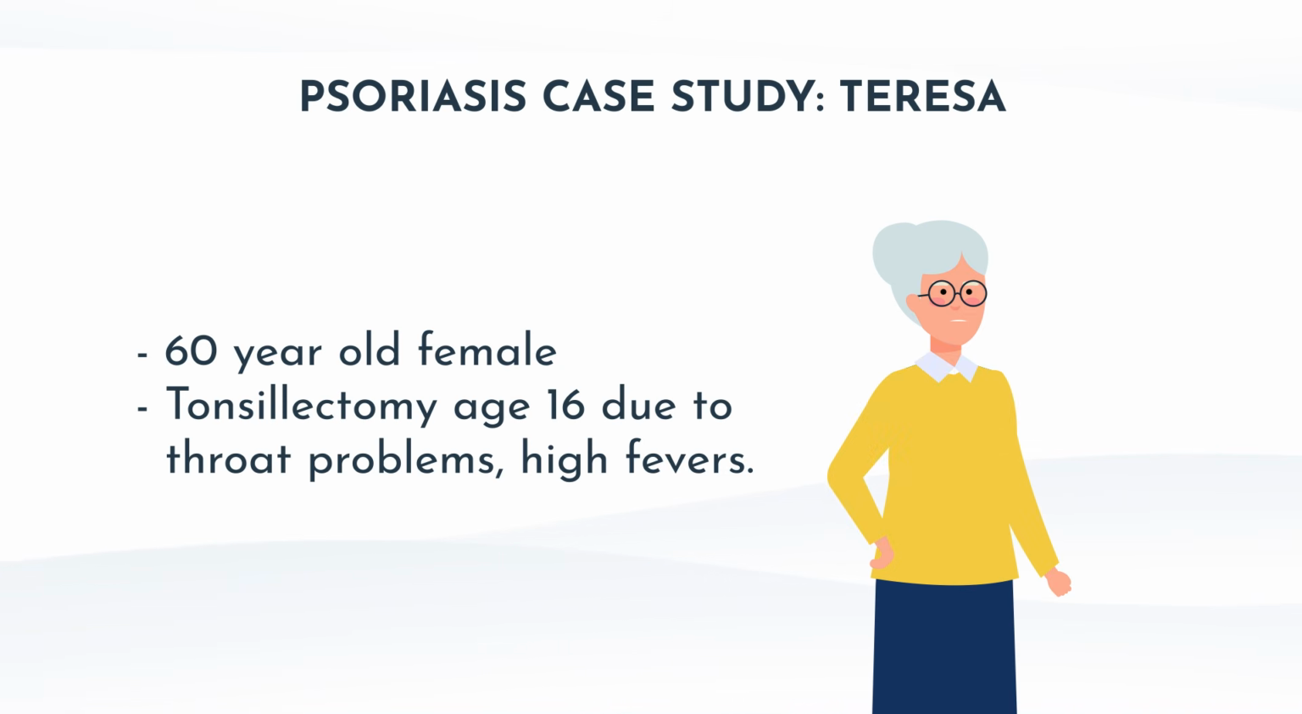So let's look at Teresa, and Teresa is not her real name, but we'll call her that. She's a 6-year-old female. She had a tonsillectomy at age 16 due to throat problems and high fevers. I think we all know what was going on there. She had recurrent strep throat. And it really is common, especially in older psoriasis patients, to have the history of a tonsillectomy. It wasn't done to improve their psoriasis. It was done due to recurrent strep.